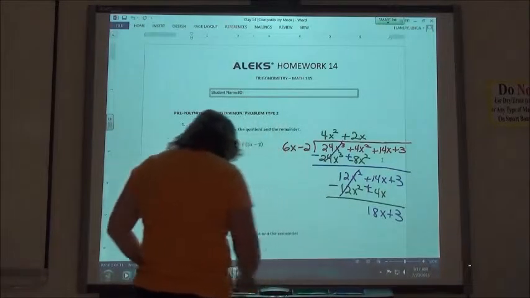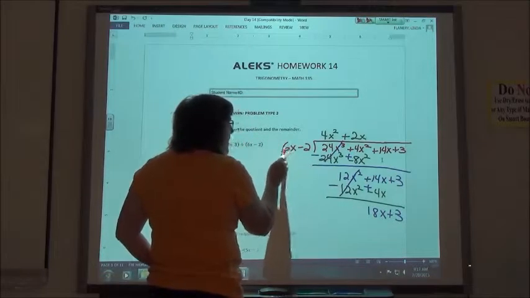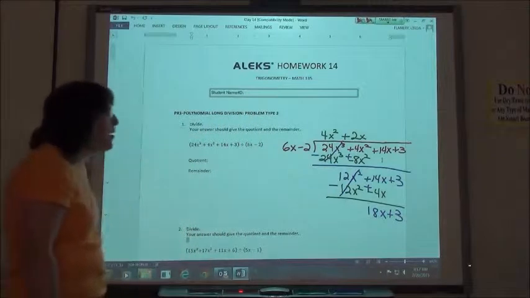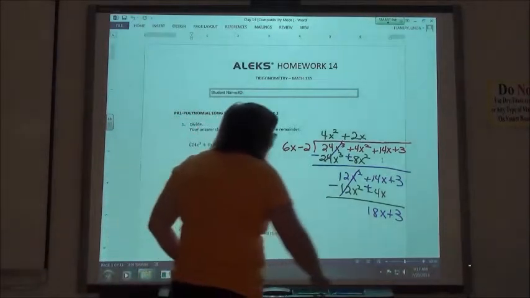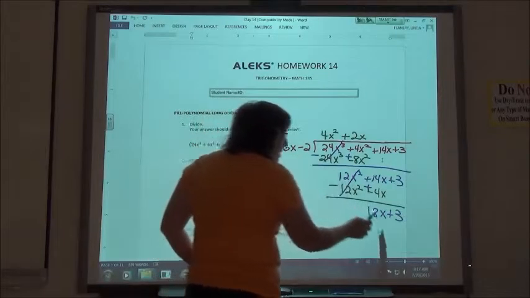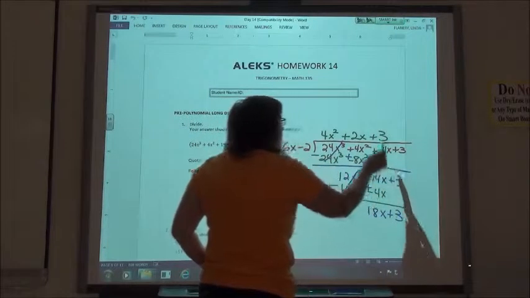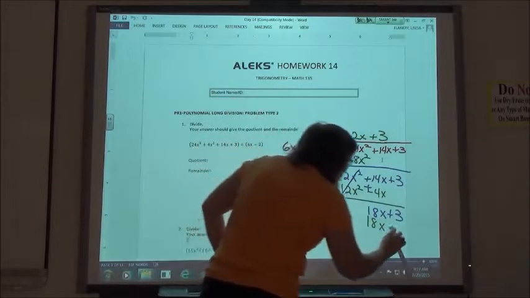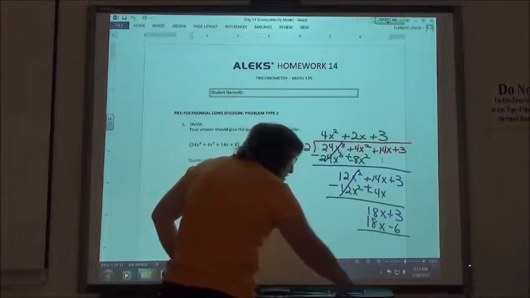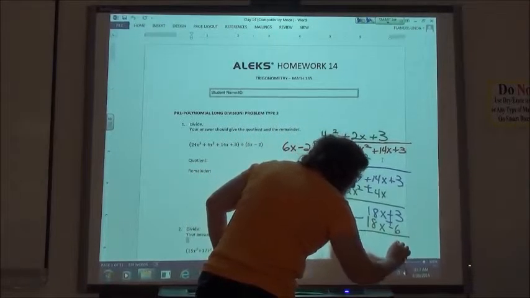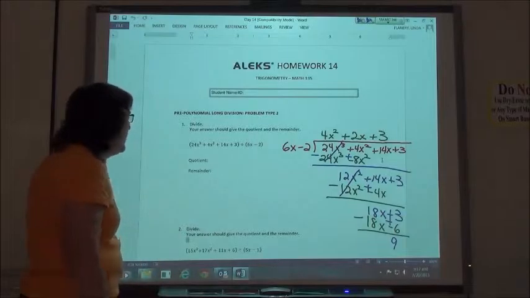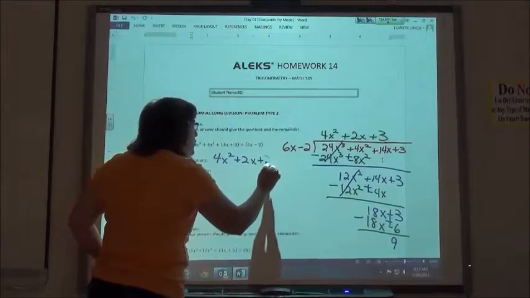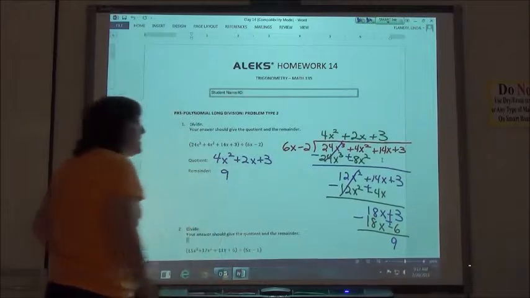And I keep going until my exponent on my variable here is lower than my exponent on my variable here. It's still the same, so I can still keep going. What times 6x will give me 18x? I just need a 3. 3 times 6x is 18x. 3 times negative 2 is minus 6. But then I have to subtract, so I change my signs, and I get a remainder of 9. So my quotient, 4x squared plus 2x plus 3, my remainder is 9.